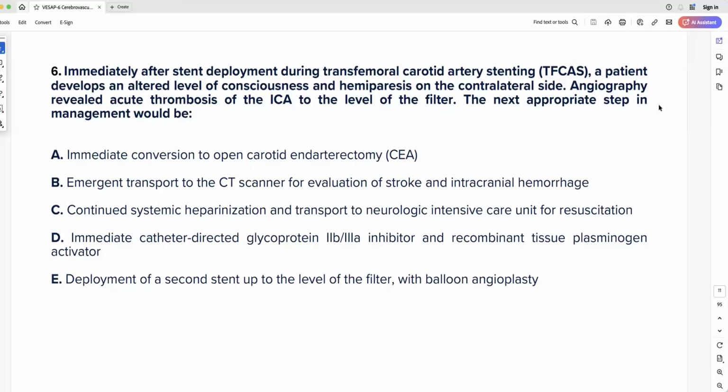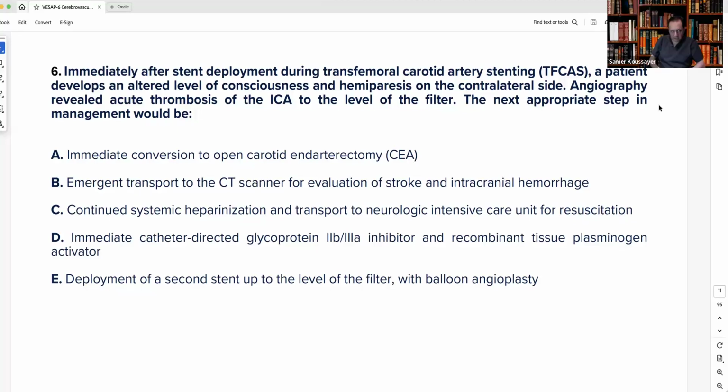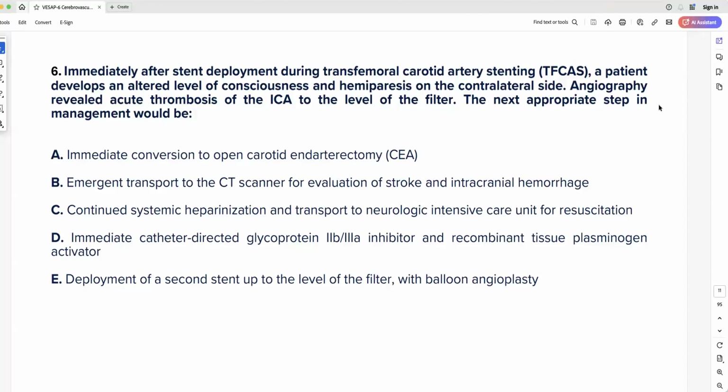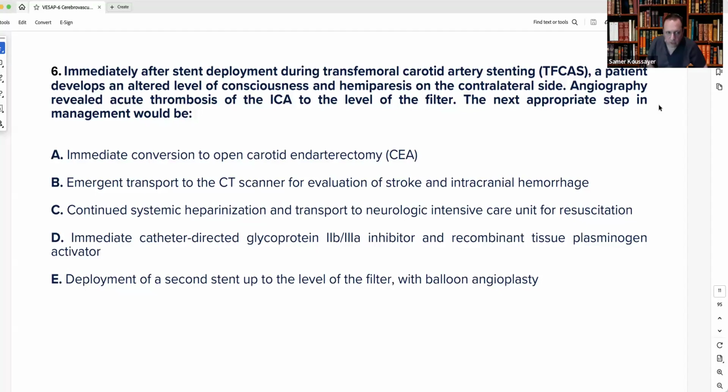The immediate catheter-directed glycoprotein IIb/IIIa inhibitor and recombinant tissue plasminogen activator. As you mentioned, Dr. Samer, this is the best answer. And deployment of a second stent up to the level of the filter with balloon angioplasty? No, because you don't know what the issue is now. We don't know what the problem is, whether it's a clot or a dissection. First, you have to dissolve the clot and take it to an angiogram. If you find dissection, then you do a stent. But you can't just go with another stent. You have a clot and you squeeze it, and it goes to the brain. So you don't do that.